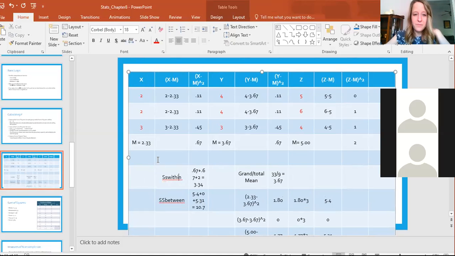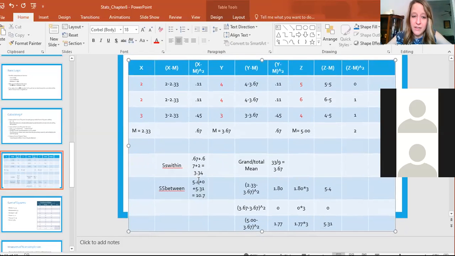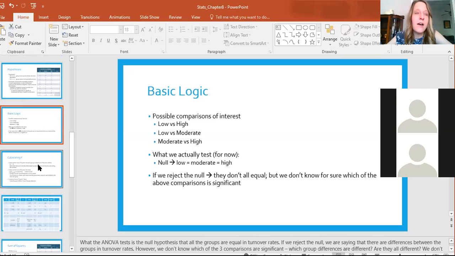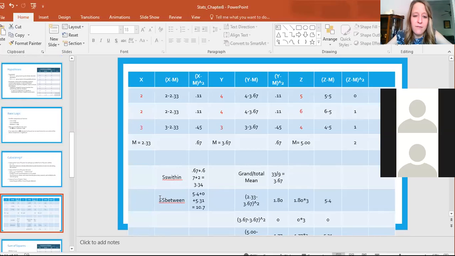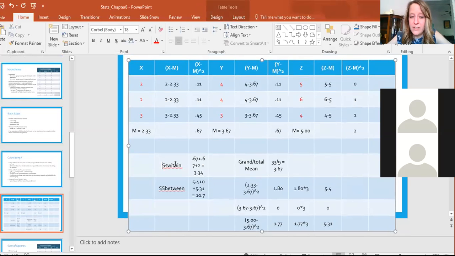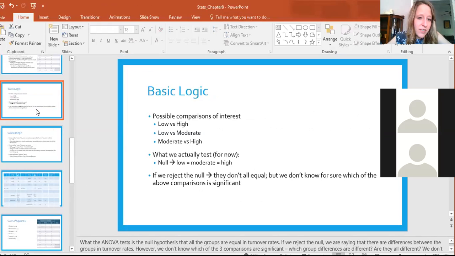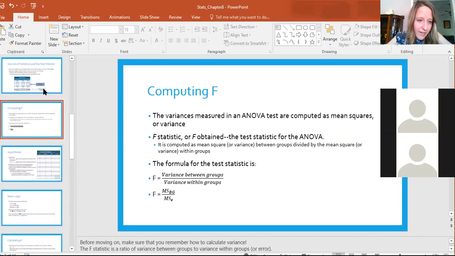All right, so I have stated my null hypothesis and my research hypothesis. I've gotten each of my group means, and I've used those group means to get my sum of squares within. And I've used them and the grand mean, or the total mean, to get my sum of squares between. And if you look, like we talked about before, we have a ratio of the variability between groups over the variability within groups. But how the formula is actually stated is looking at mean squares.